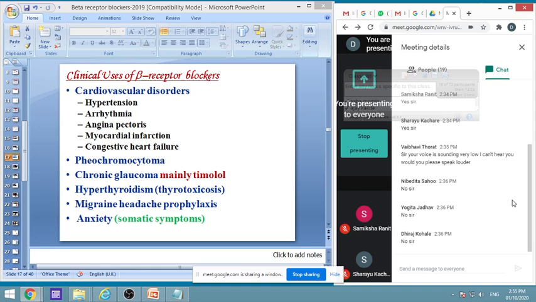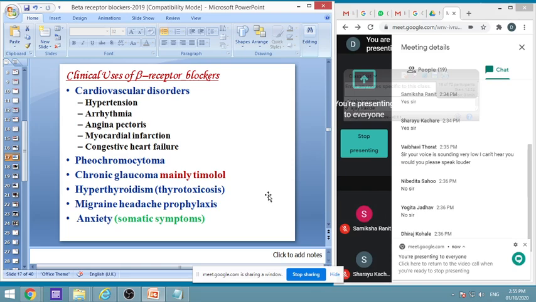So we need an agent which has both alpha and beta blocking activity. The better drugs in that case are labetalol, carvedilol, etc., so that they will take care of both alpha and beta activities. In glaucoma, timolol is used, we have seen it earlier.